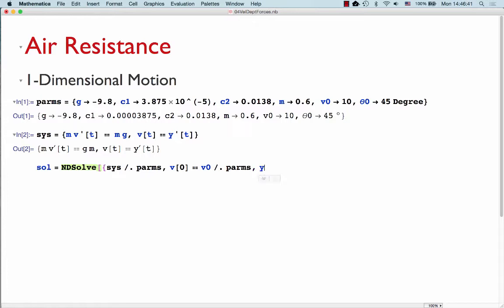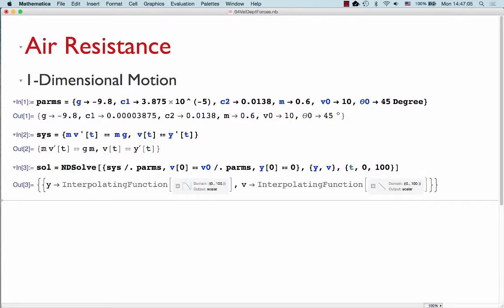We are starting at y equals 0. And I want solutions for y and v. And we'll run it from t is 0 to, say, 100 seconds. That should be more than enough.